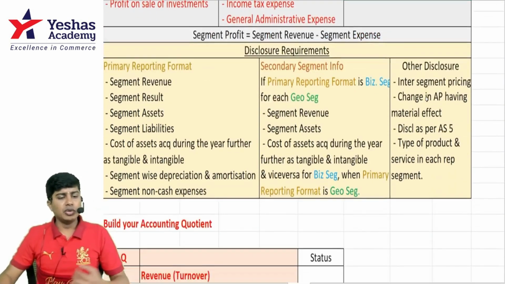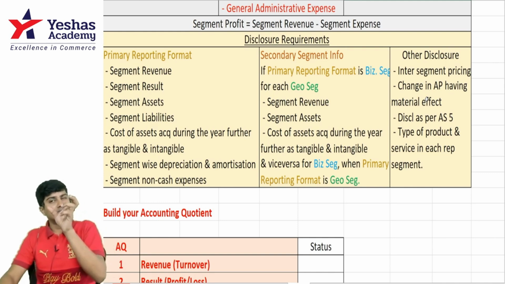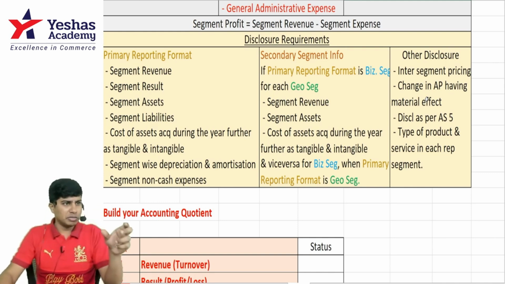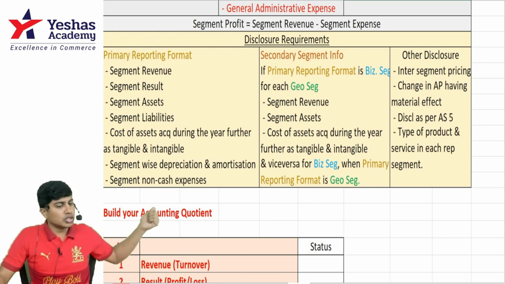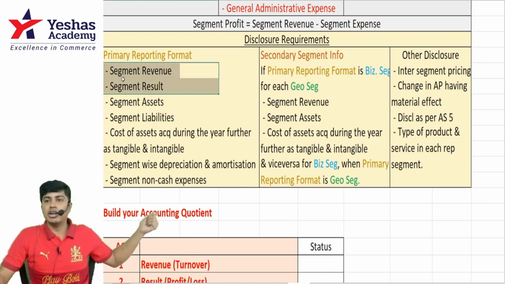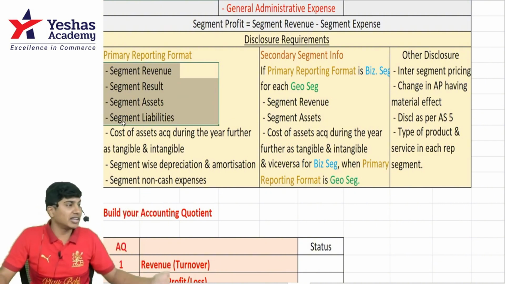And whatever segment identification we do, based on geographical location or based on business, that is our primary segment. For the primary segment, you need to disclose how much is the revenue from that segment, how much is the result from that segment. Result meaning profit or loss. How many assets are there in that segment? How many liabilities are there in that segment?